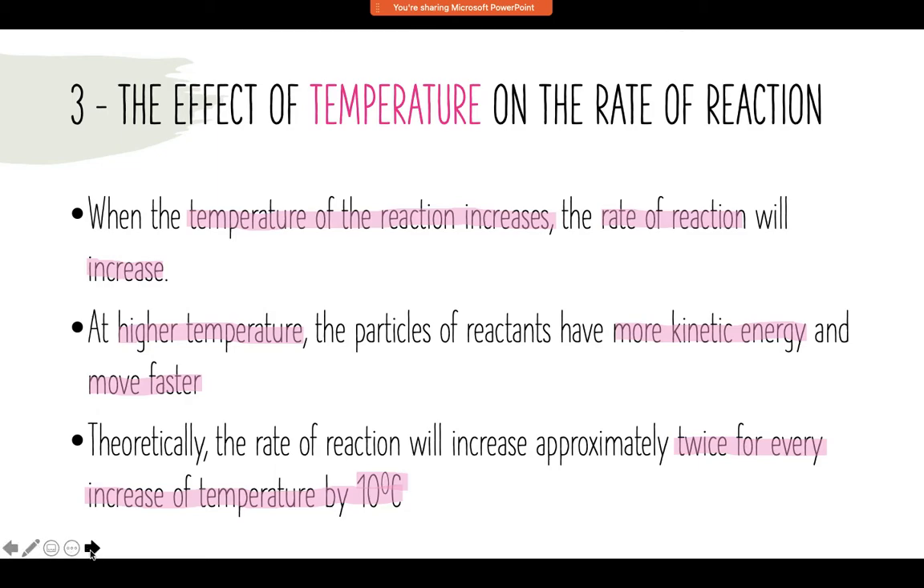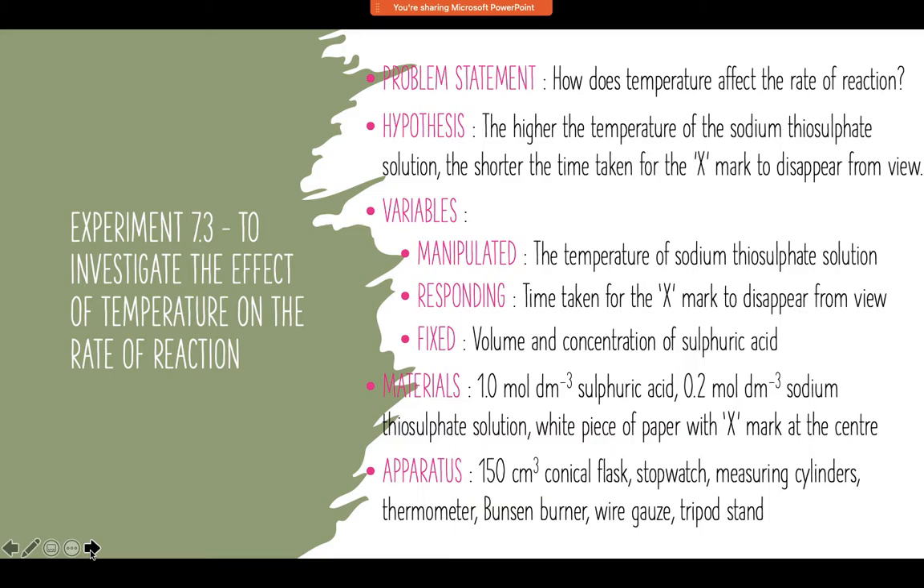Next, let's look at experiment 7.3 to investigate the effect of temperature on the rate of reaction. The problem statement is: how does temperature affect the rate of reaction? Our hypothesis: the manipulated variable is the temperature of the sodium thiosulfate solution, and the responding variable is the time taken for the X mark to disappear. So the relationship is, the higher the temperature, the shorter the time taken for the X mark to disappear from view.